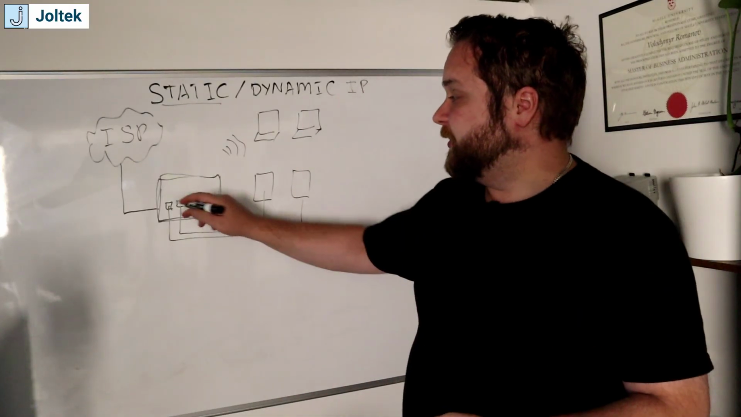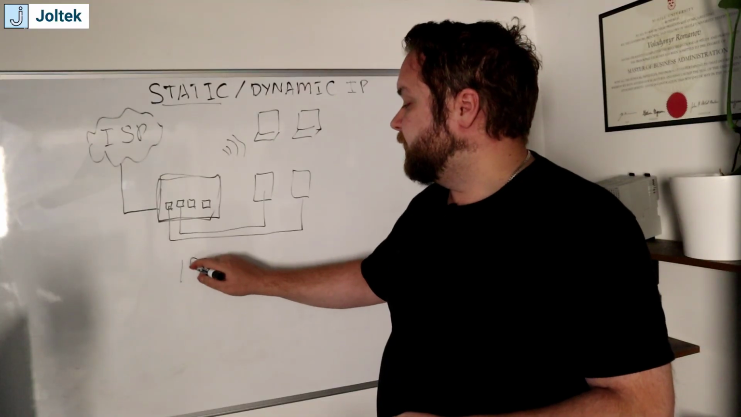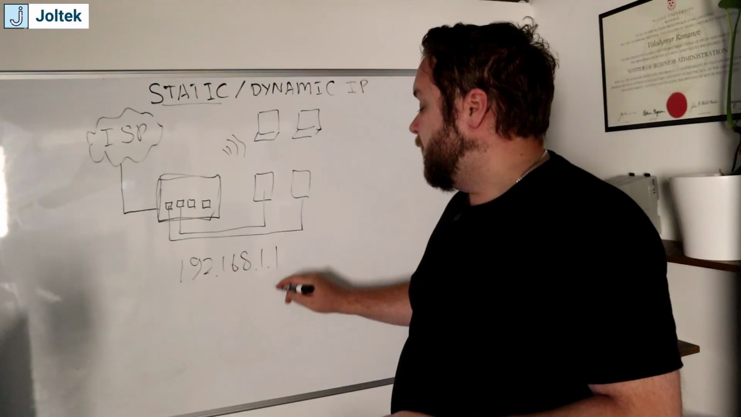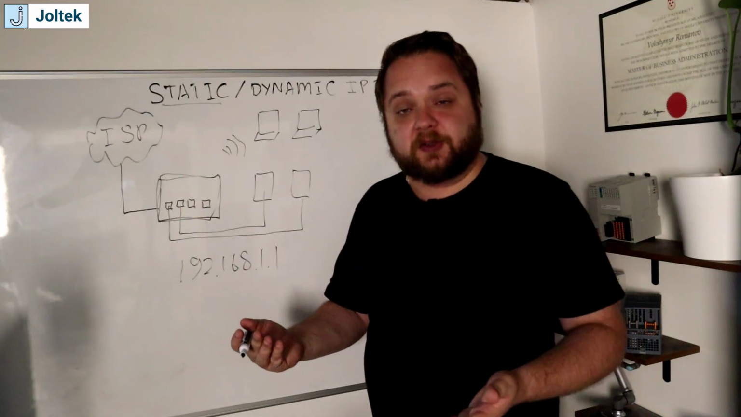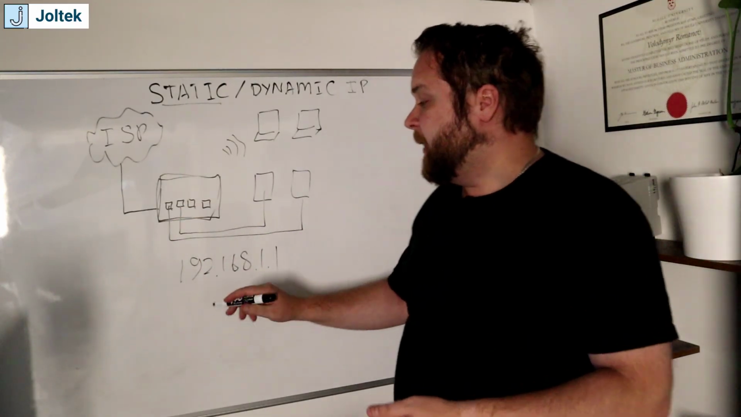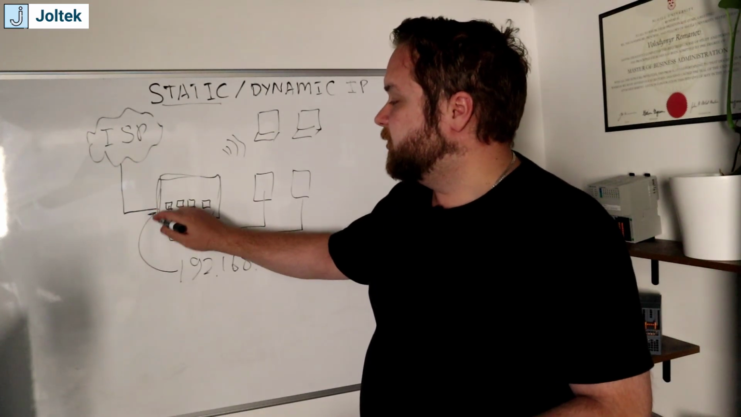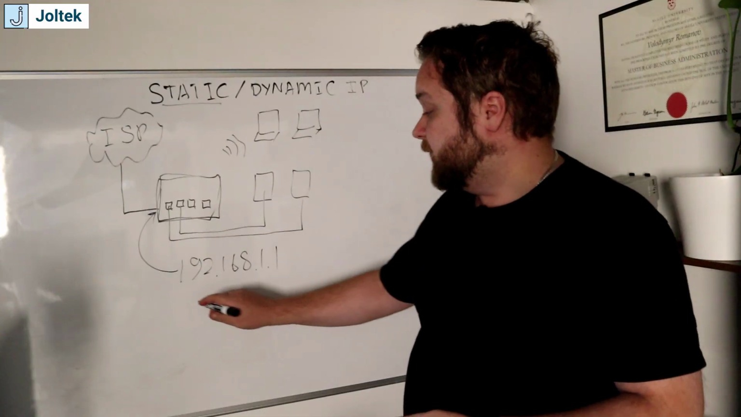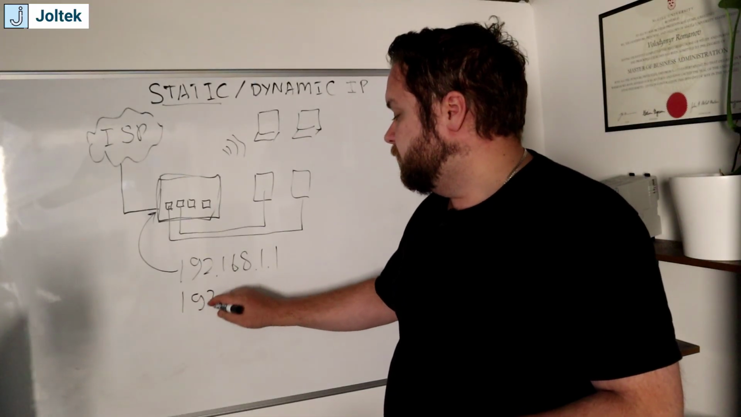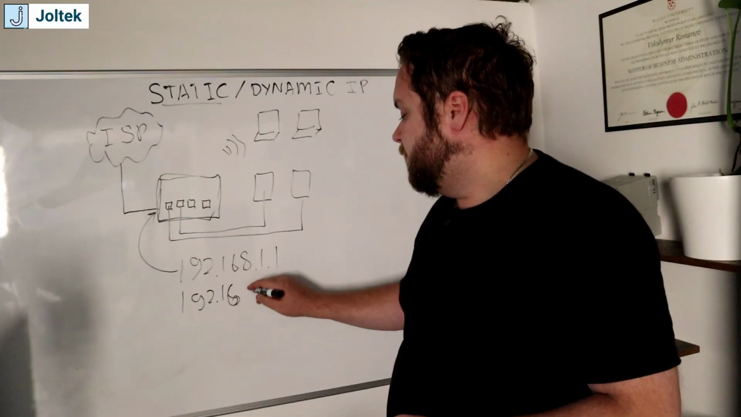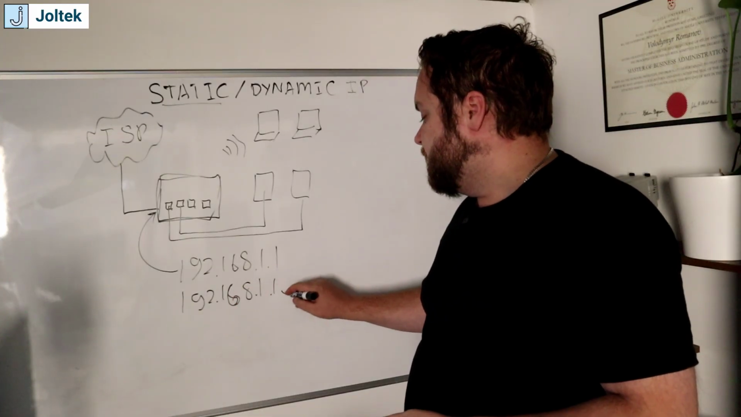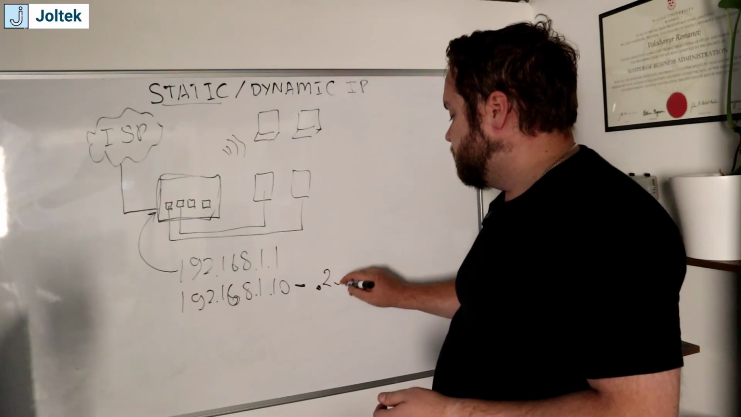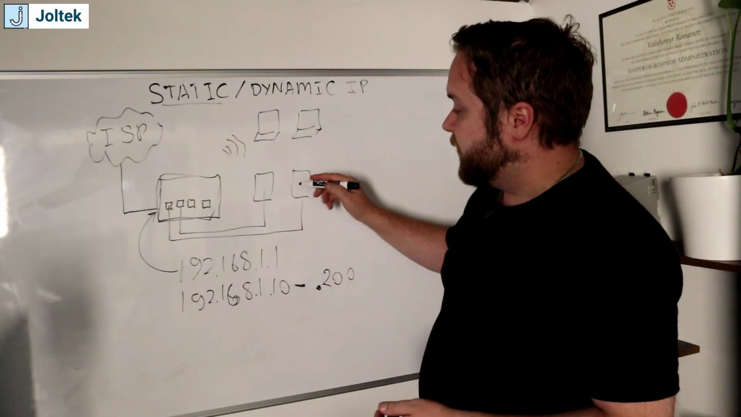So this device, a lot of times, is going to be at 192.168.1, let's say .1. Obviously it depends on the settings and what the ISP provides, but let's assume this is the IP address of this device. It's going to have a pool, as I keep saying. Let's call it 192.168.1.10 all the way to, let's say, 200. So any of the devices can then be assigned.